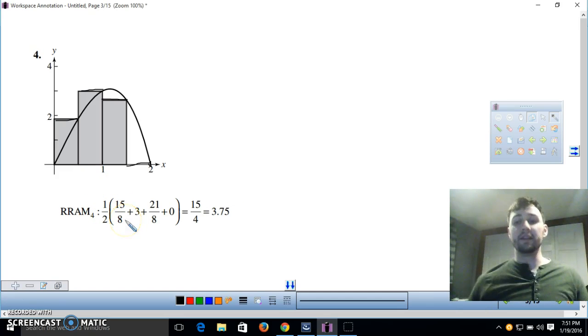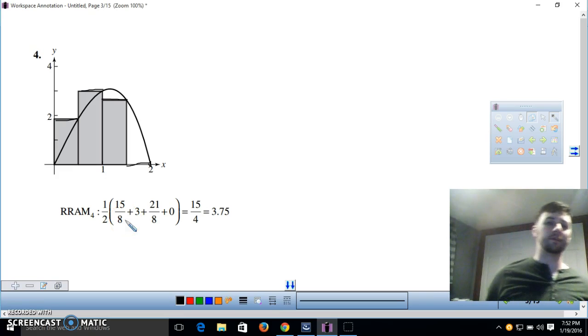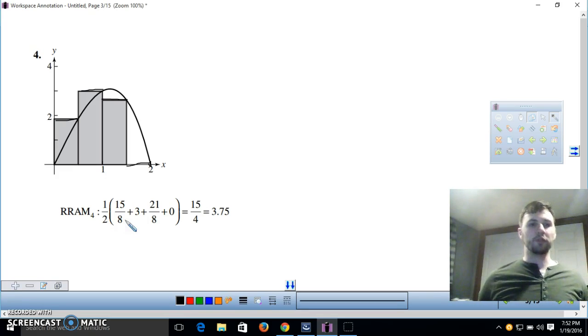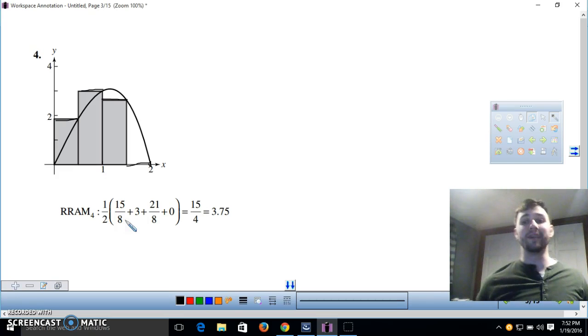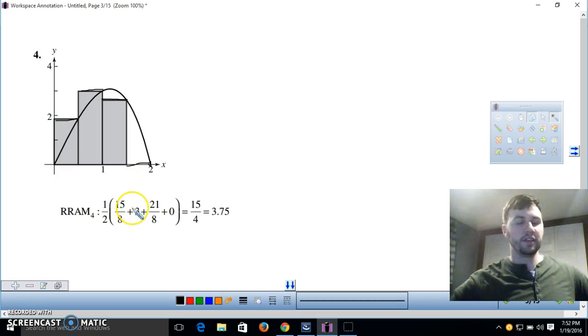That 15/8 comes from when we plug 1/2 into your original equation. You can see that in number 2. 3 comes from when we plug in 1. 21 over 8 comes from when we plug in 1.5. When you plug in 2, you get 0. You're actually going to find this is exactly the same as LRAM. It's not always true. Don't assume that. You know what happens when you assume. Please check your work. Again, plug your points into your original equation.